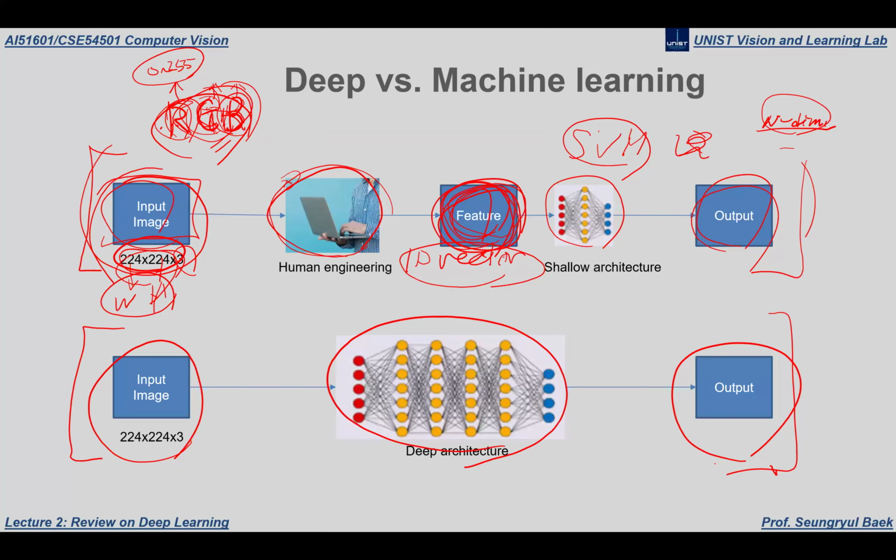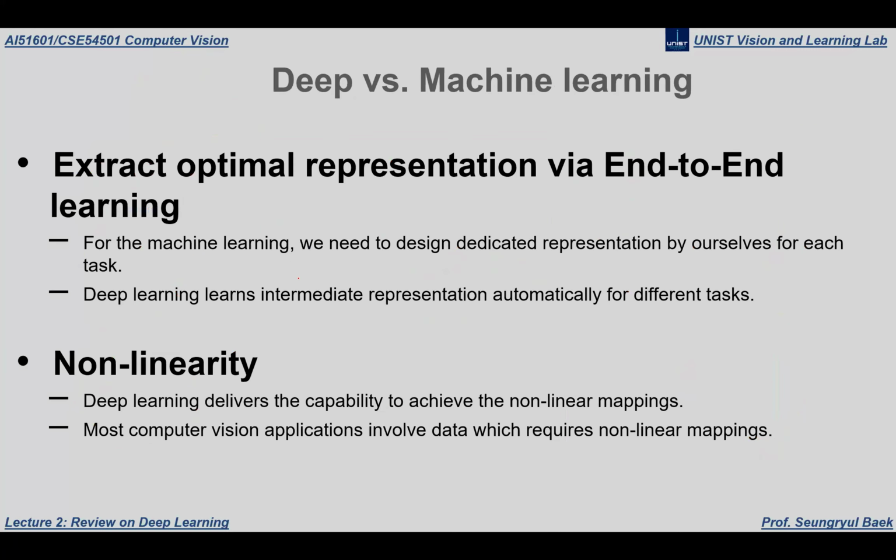Okay, so there are actually two merits of these deep architectures. The first one is that humans can miss some of the important feature vectors. I mean, this is the first merit of the deep learning architecture.